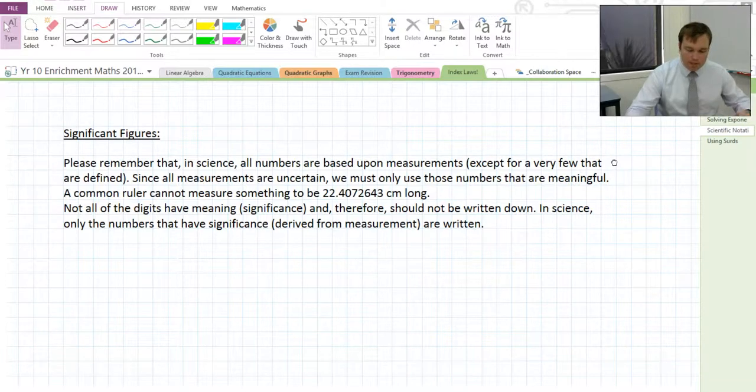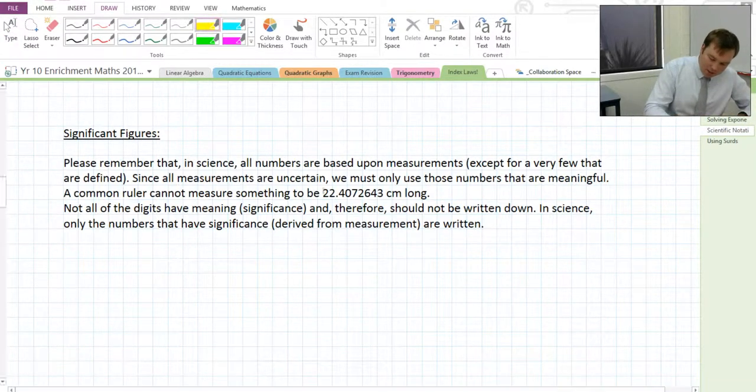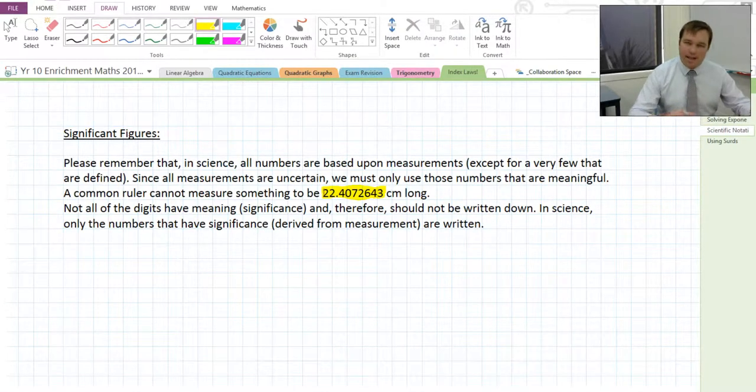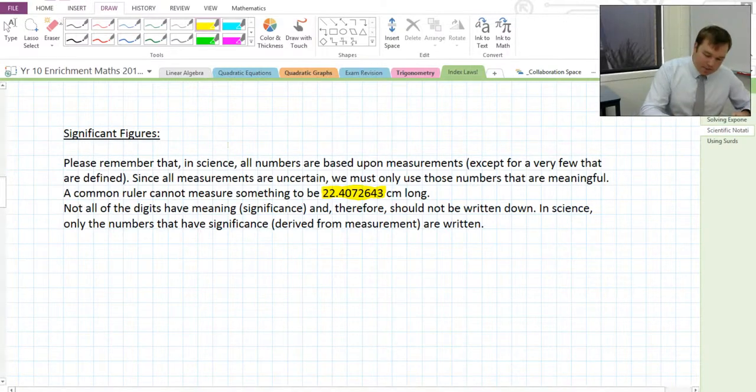A common ruler can't measure something to an accuracy of 22.402643 centimeters. Realistically, you could probably get 22.4 off your ruler. Anything beyond that, you're guessing a bit. Now, only some of these decimals actually have significance. So if your ruler was pretty good, you could go 22.4.